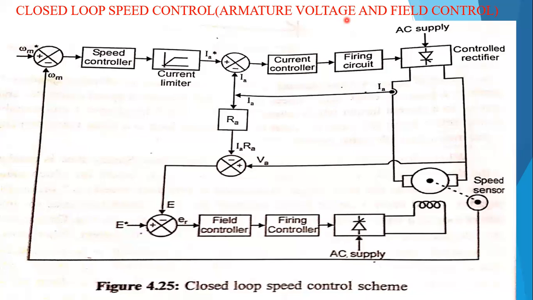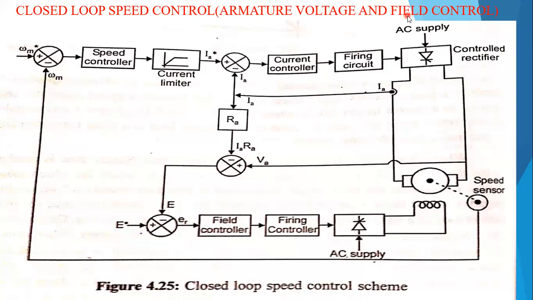That's why the flux must be less. N is equal to EB by phi; then only will the speed be above rated. That's why the flux weakening control method is suitable for above rated speed. If you increase the field winding current, the field poles are going to saturate. So below base speed cannot be controlled using the field control method. That's why armature voltage control is used for below rated speed and field control for above rated speed.